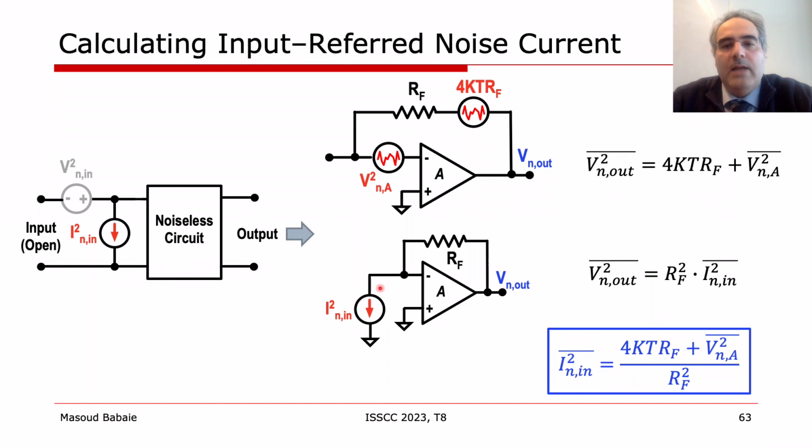By following the calculations shown in this slide, the input referred noise current can be calculated by this equation. It is related to the noise of the feedback resistor and also the amplifier. Note that the input referred noise voltage and noise current are correlated since the amplifier noise is present in both cases.